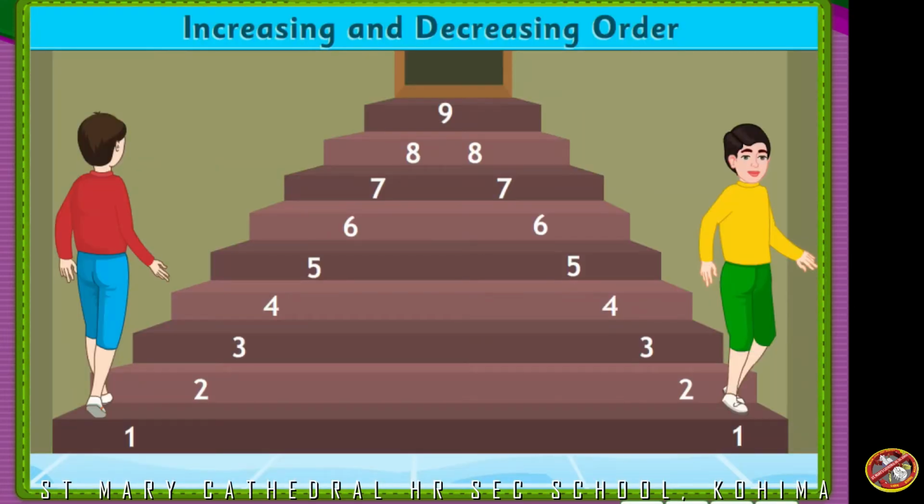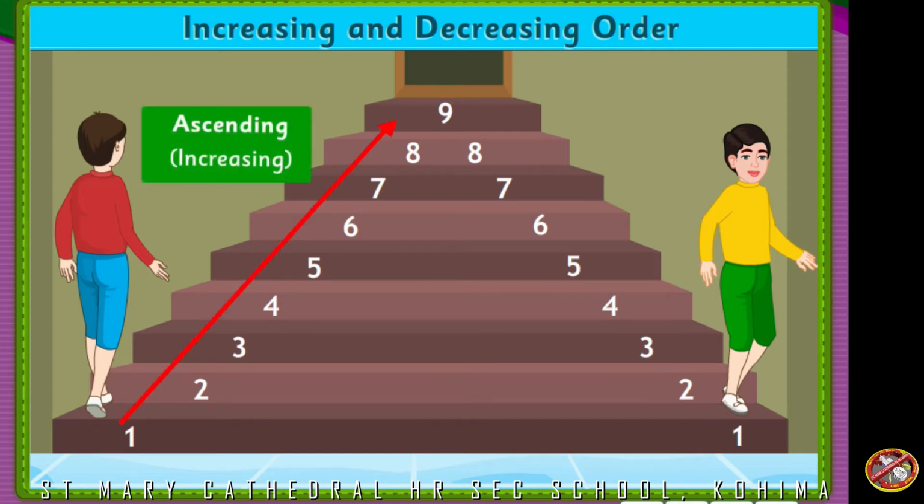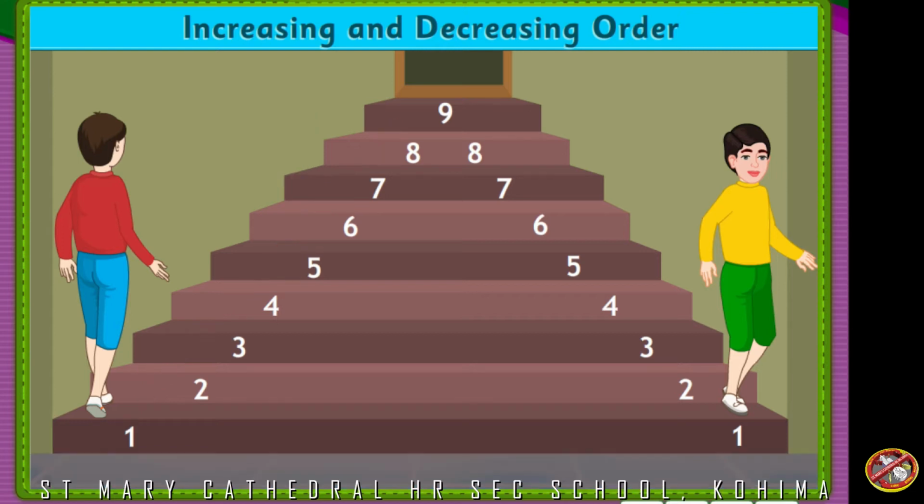Increasing and decreasing order. Ascending or increasing order means the smallest to the biggest numbers. Descending or decreasing order means the biggest to the smallest number.